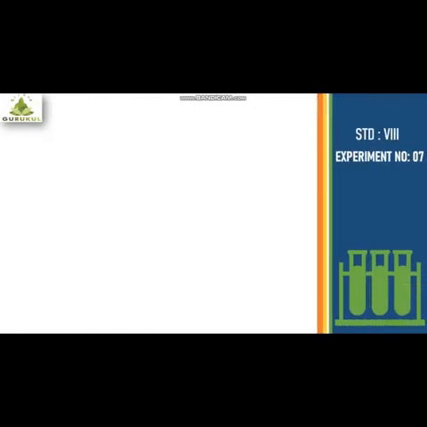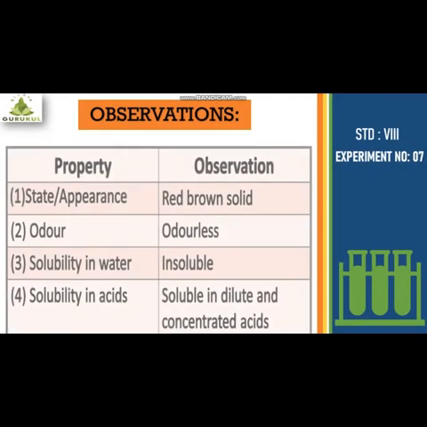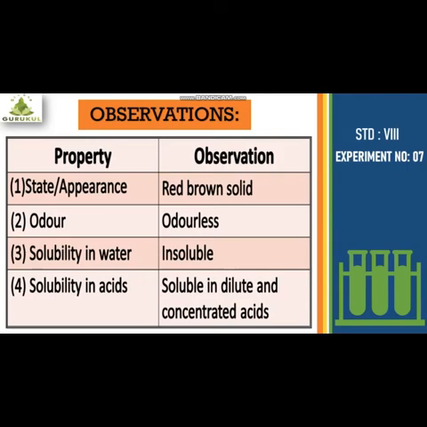Let us understand the observation. I am going to draw an observation table. The very first property would be state and appearance. I'm going to list down state, appearance, odor, solubility in water, solubility in acid. These are my main entries. Observation would be, it is a red, brown solid. What is the odor? Odorless, no odor.